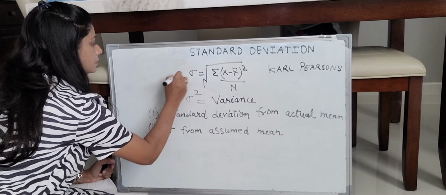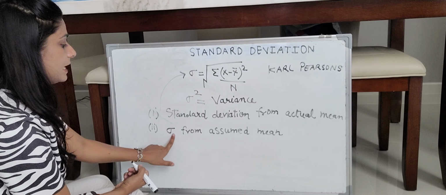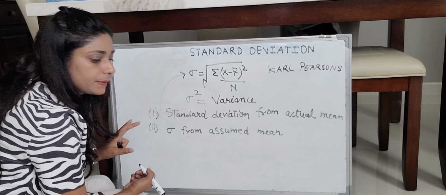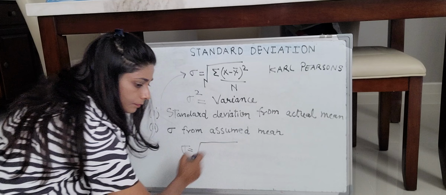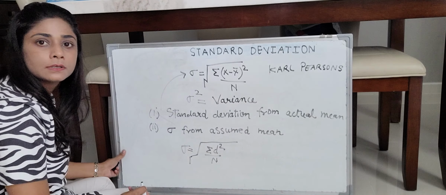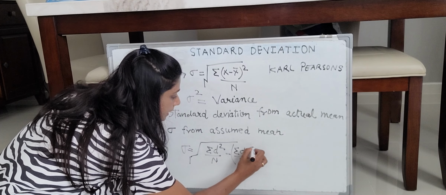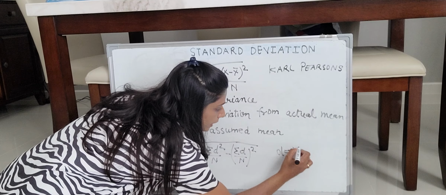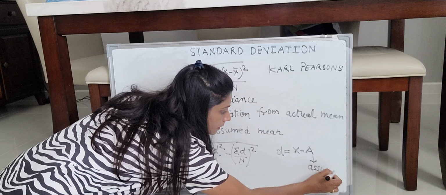The first one is standard deviation from the actual mean. The formula is this, where x bar is the actual mean. Now the second one, standard deviation from the assumed mean. Assumed mean is a, and D is the deviation. So the formula will be different. Its formula is sigma equals under root of sigma D squared upon n, minus (sigma D upon n) whole square, where D is the deviation and to calculate D, the formula is D equals x minus a, where a is the assumed mean.